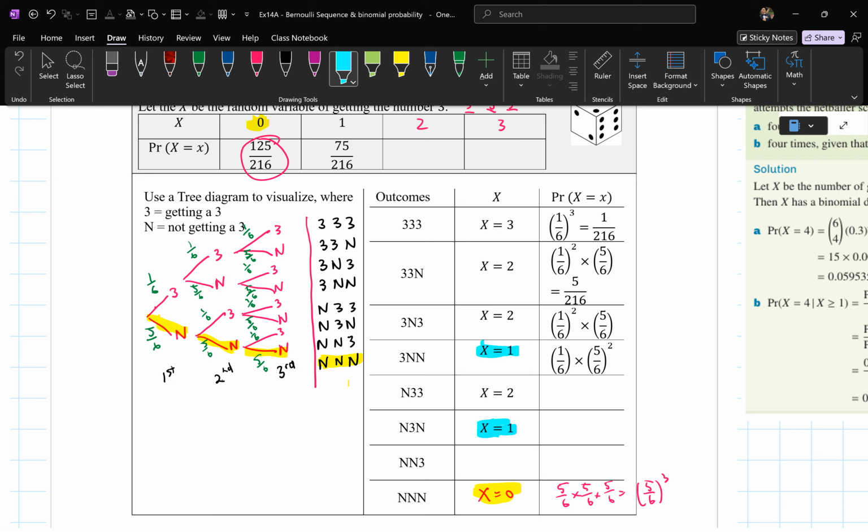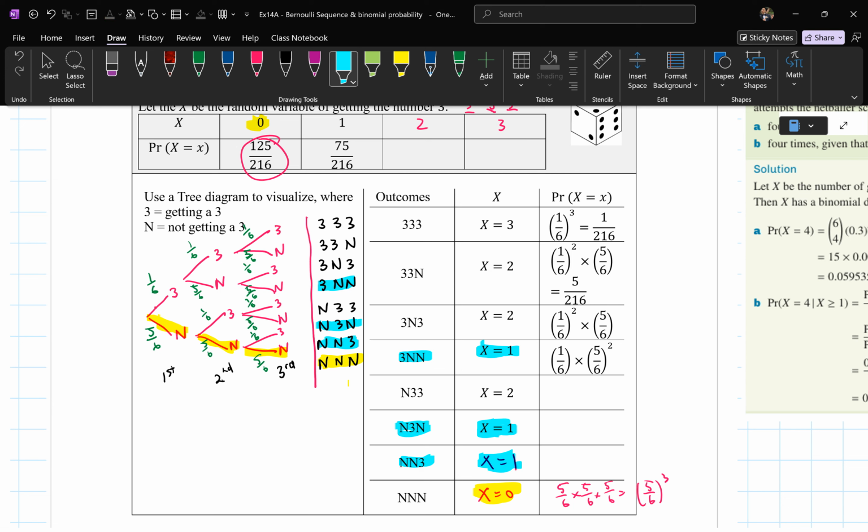Here's x1. This is when you have one 3. So where are the 3s? Here's a 3. Here's a 3. Here's a 3. I think that was it. Yeah, that's all there is. So there are three outcomes with one 3. I'm obviously missing this extra one here too. So this one is when x equals 1.